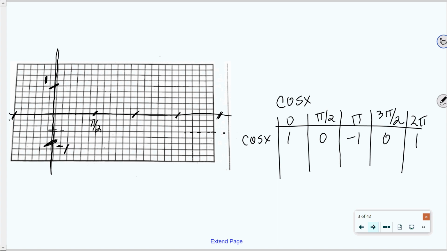So now I'm going to do the same thing. Again, I'm going to use one color for my key points. All right, so 0, it hits at 1. Pi over 2, it hits at 0. Pi, it's at -1. Did I do 6 for pi or pi over 2? I did 6 for pi. Thank you.